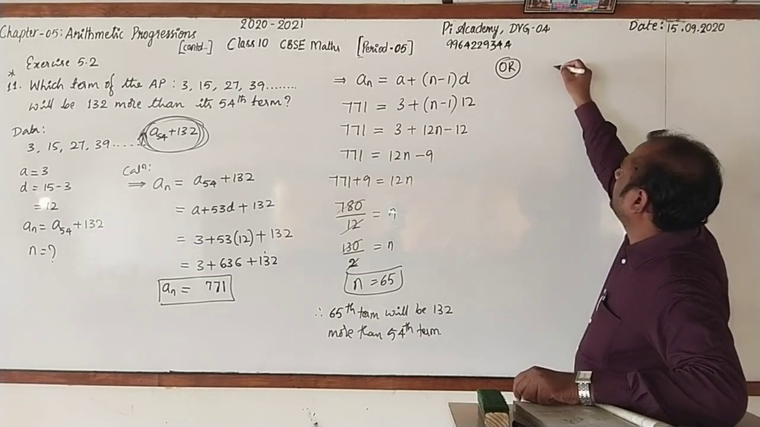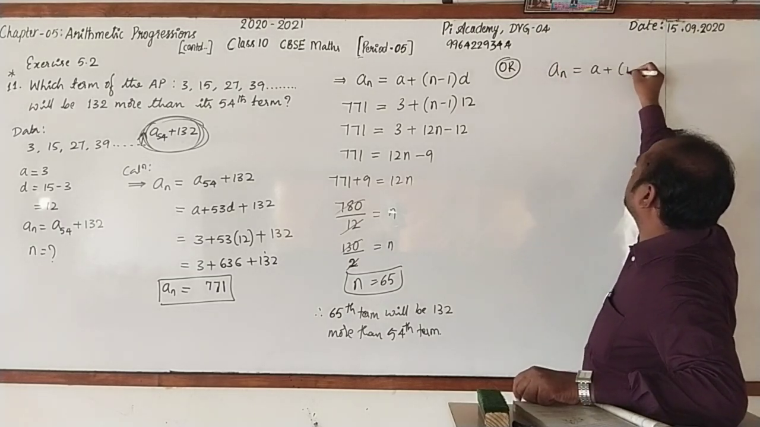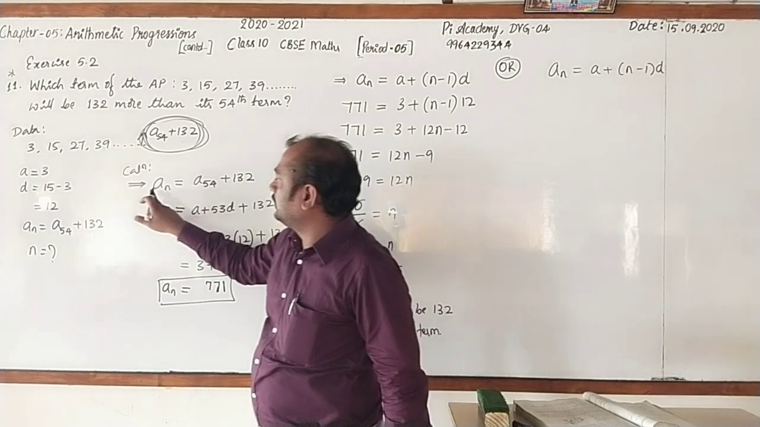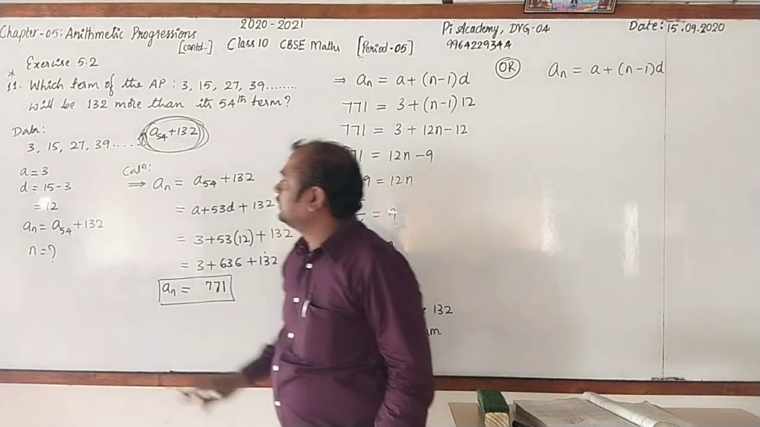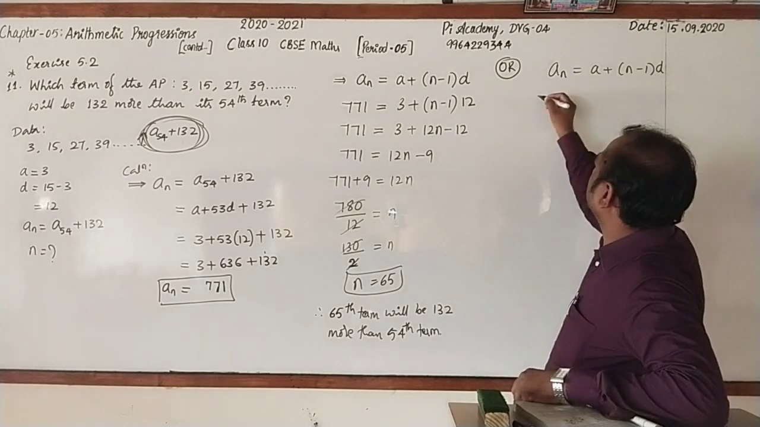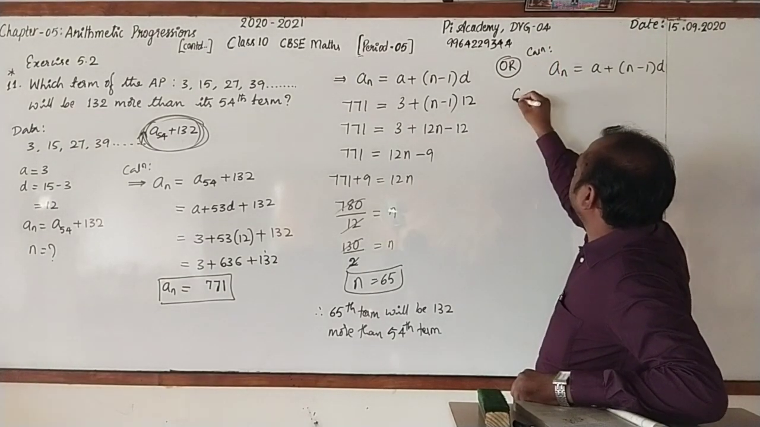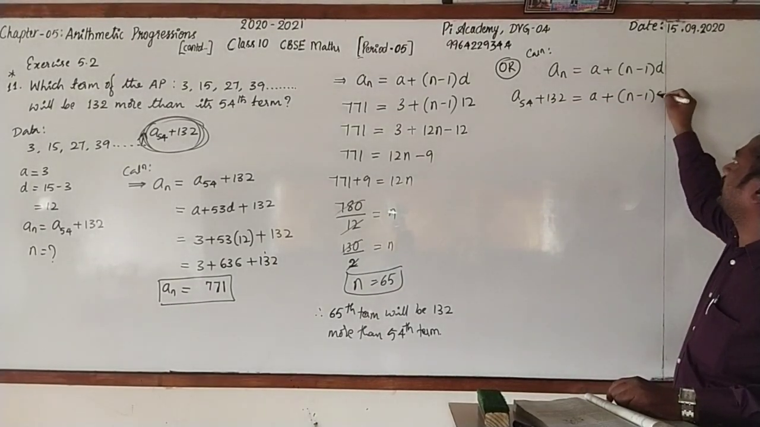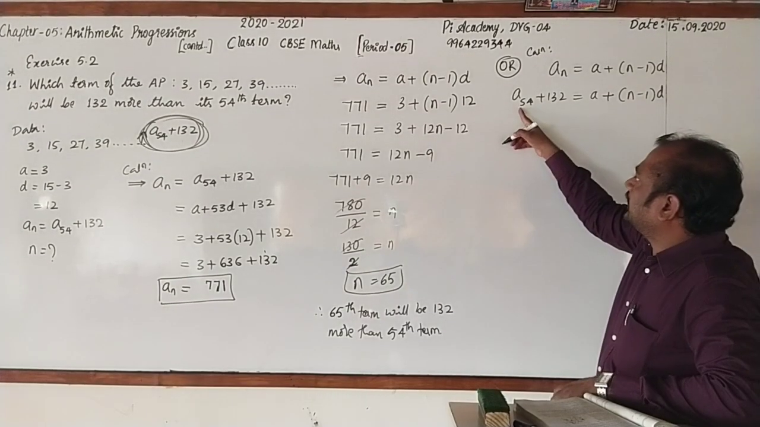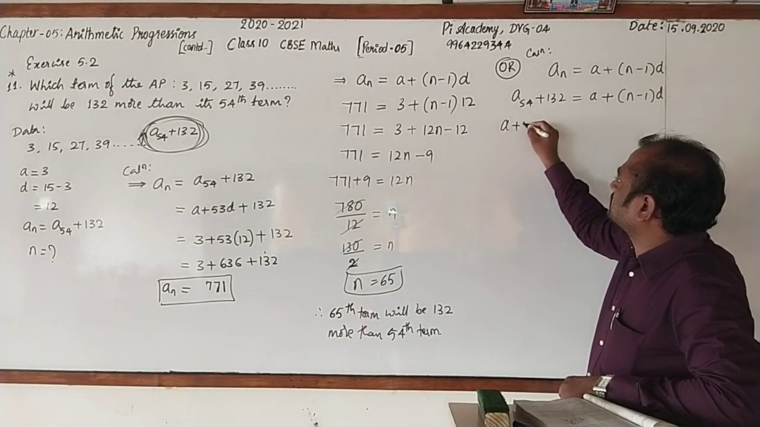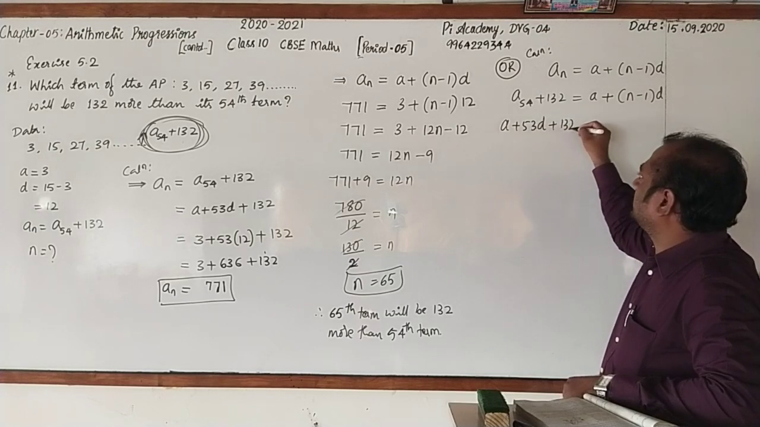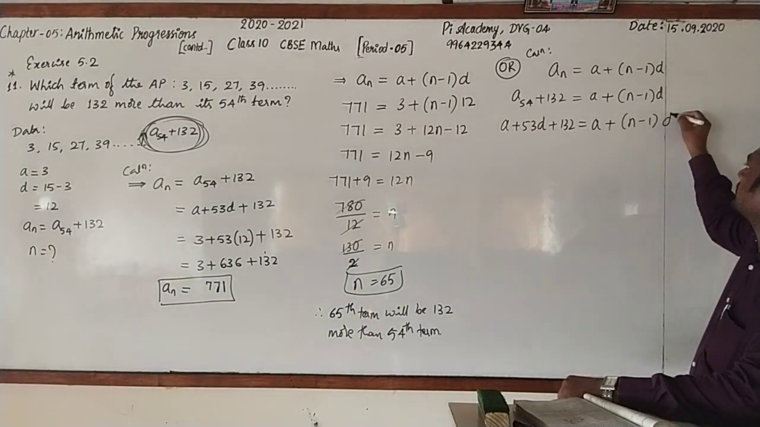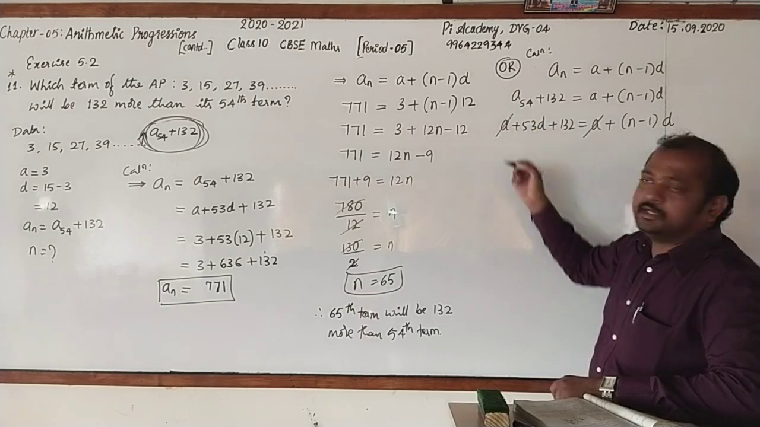Just observe here. We all know that a_n equals a plus (n minus 1) into d. Right? Then what is a_n? a_n is the 54th term plus 132. It is a54 plus 132 is equal to a plus (n minus 1) into d as it is. Then a54 can be written as a plus 53d, plus 132 is equal to a plus (n minus 1) into d as it is. Now see, a and a get cancelled.